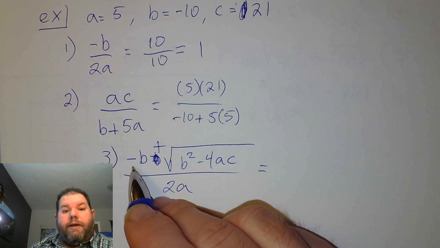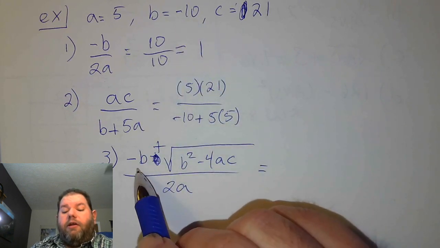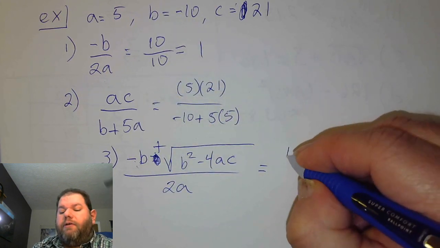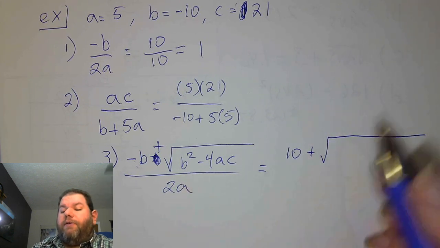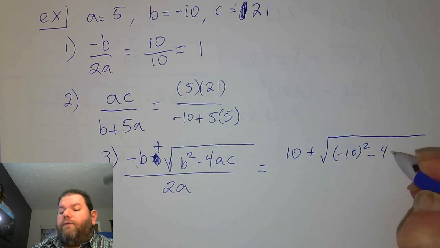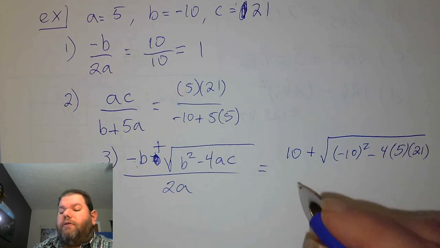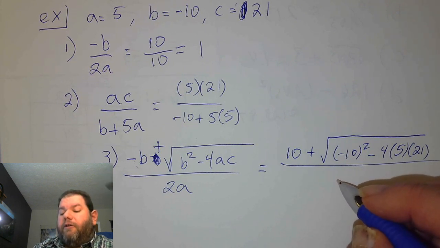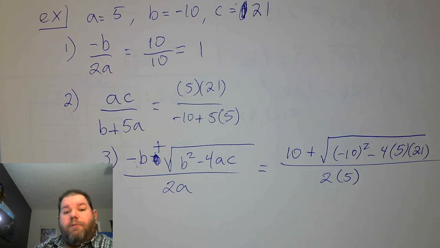So we know we're going to plug in negative b, which, again, if b is negative 10 to begin with, then the opposite of negative 10 would turn that into a positive 10. Then we have b squared, which is negative 10 squared, minus 4 times a times c. And then 2 times a on the bottom. So here we're just plugging in the numbers.